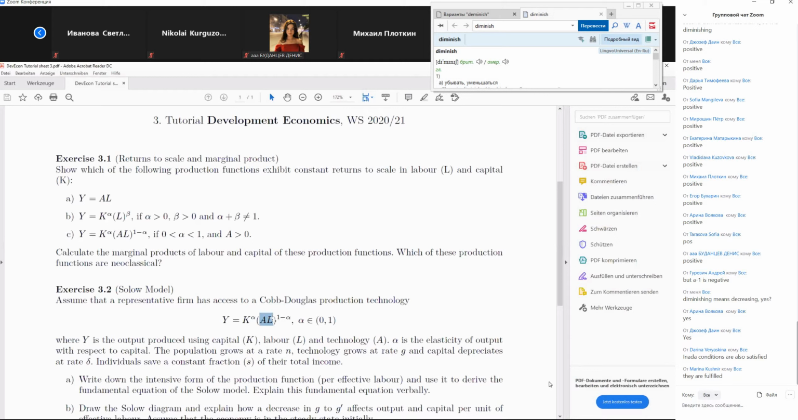Yes, and the rest is the standard setting of the Solow model. So we know that population grows, technology grows, capital depreciates. And to have new capital, or to replace the old capital, individuals save a constant fraction of their total income. So it doesn't matter how rich you are, you always save a particular fraction of it.